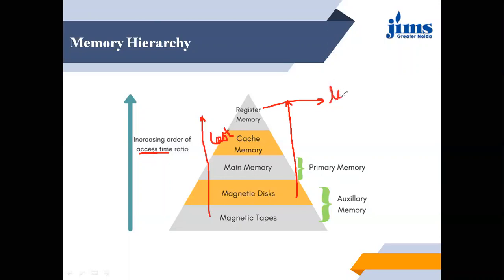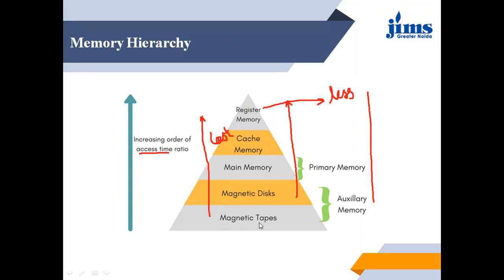In case of cost, cost decreases from upward to downwards, which means the cost of register memory and cache memory is more than that of magnetic disk and magnetic tapes.